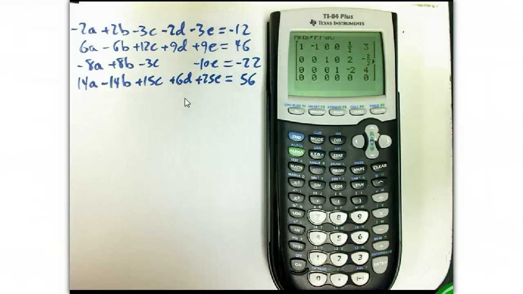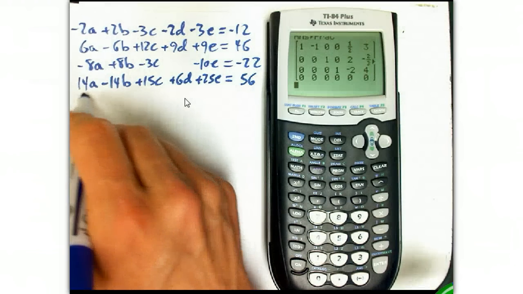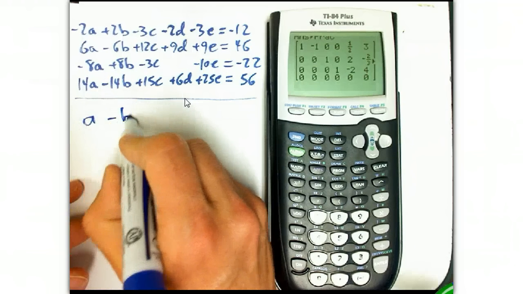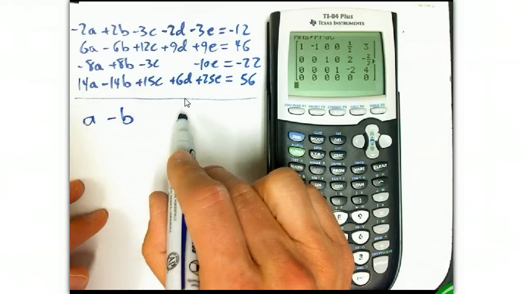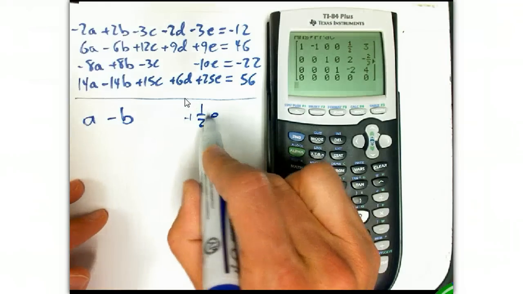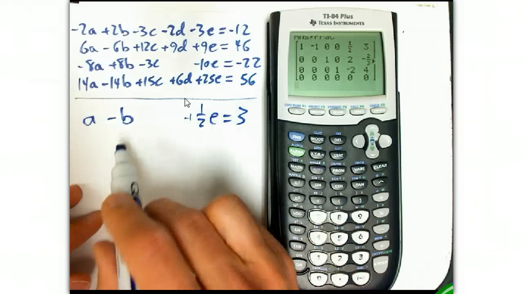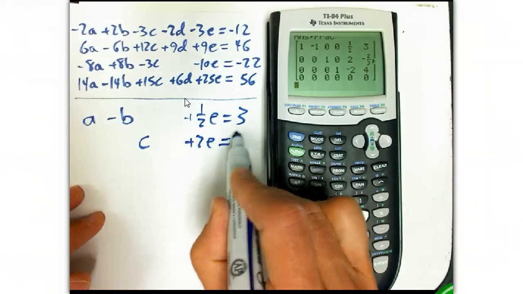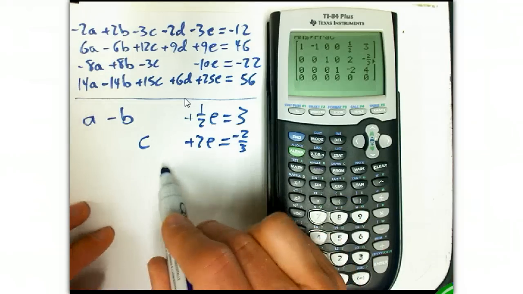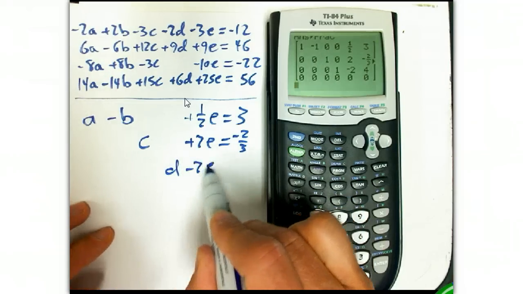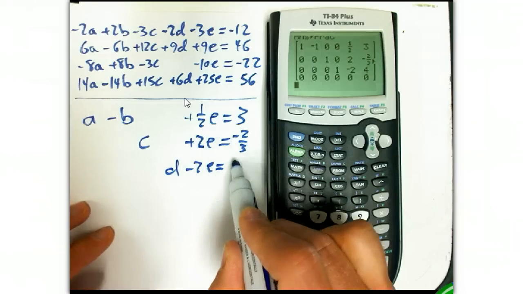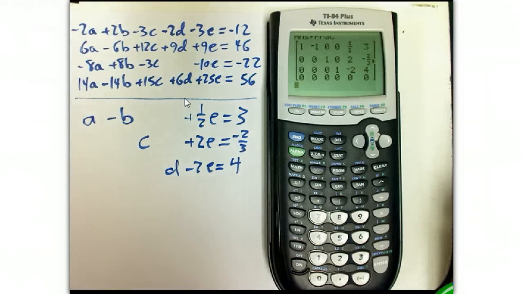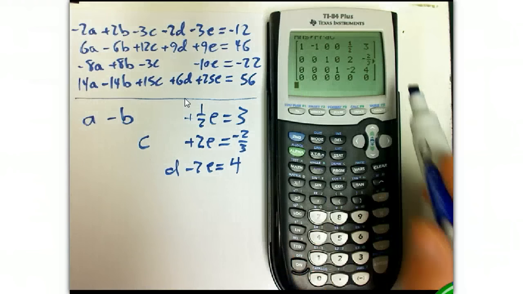Okay. So what have we got? When we convert that back to equations, it says A minus B plus 1/2 E equals 3. The next one says C plus 2E equals minus 2/3. And then this one says D minus 2E, there's a 2 there, equals 4. Okay. So what do we do with that? Oh, and then there's this last row of zeros.